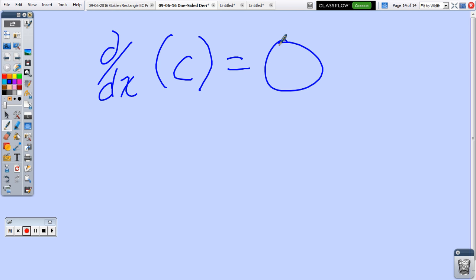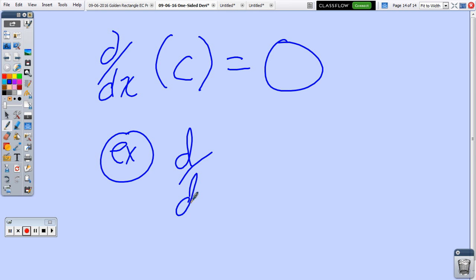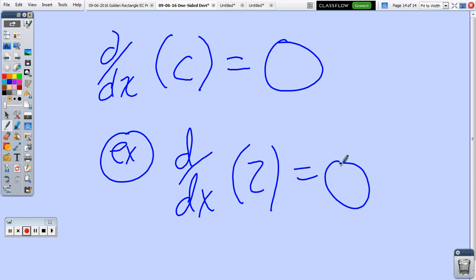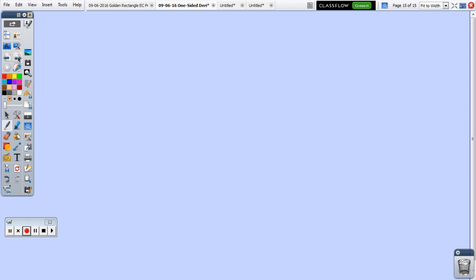I like this one. Power rule, so I'll just give some examples to go with these. So if you had d dx of 2, this would be 0.